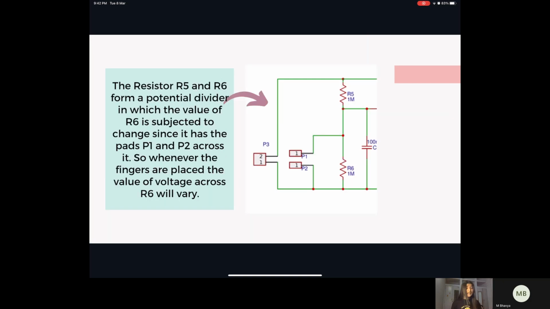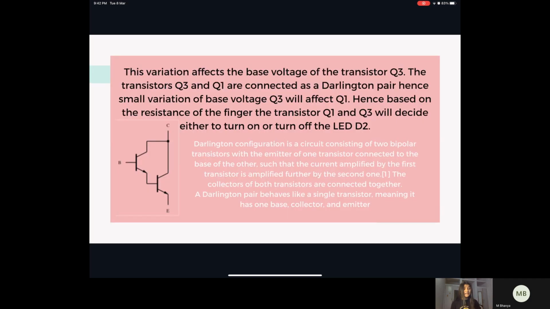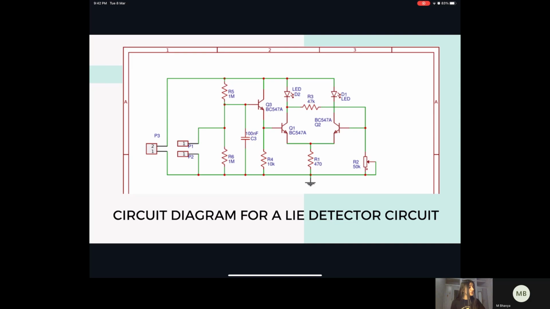Again, resistors R5 and R6 form a potential divider in which the value of R6 is subjected to change as the finger pads P1 and P2 are connected across it. So whenever the fingers are placed, the value of voltage across R6 might vary. The variation affects the base voltage of the transistor Q3.